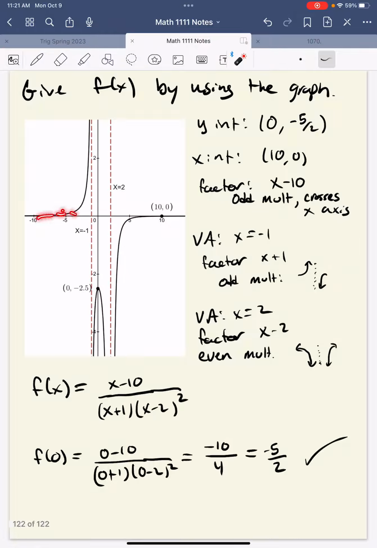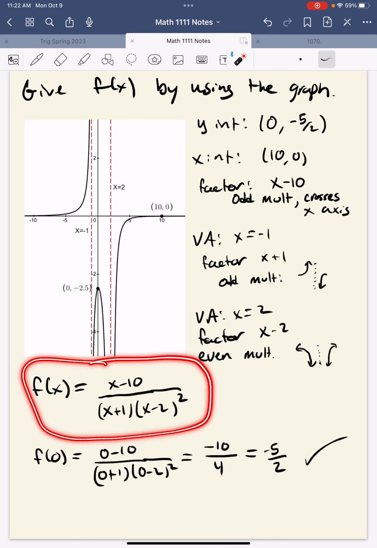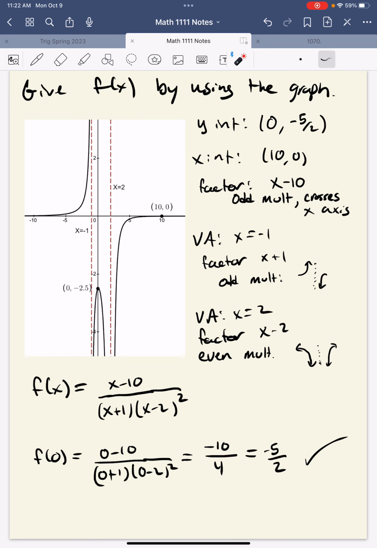Now there's an HA at y equals 0, so that means that the degree of the denominator is strictly greater than the degree of the numerator, and that is accurate. The degree of the numerator is 1, the degree of the denominator is 3, so that matches up. And then we want to check to make sure that our y-intercept matches the graph. So when I calculate f of 0, I get -5/2, and that matches the graph. So our function is (x minus 10) over (x plus 1) times (x minus 2) squared.